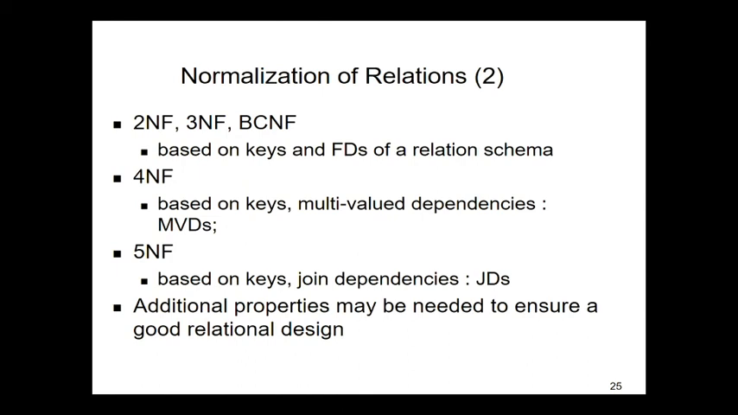So, second, third, and Boyce-Codd normal forms are based on keys and functional dependencies. The fourth normal form is based on keys and multi-value dependencies. The fifth normal form is based on keys and join dependencies, right? And then none of that covers everything, so there are additional properties. You have all these researchers who come up with, oh, all this normalization can still leave this problem, so let's add another one.